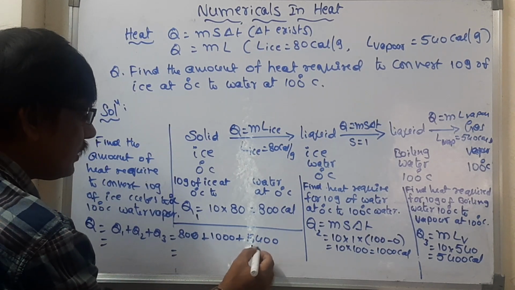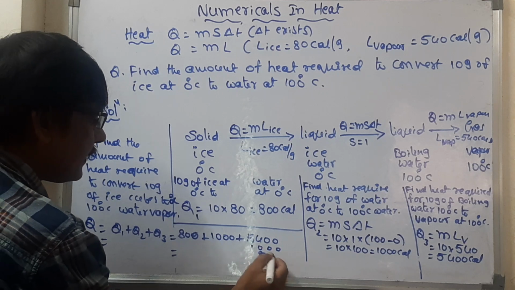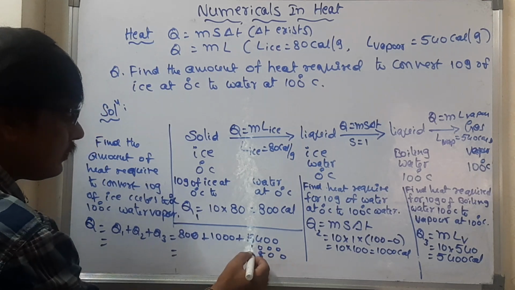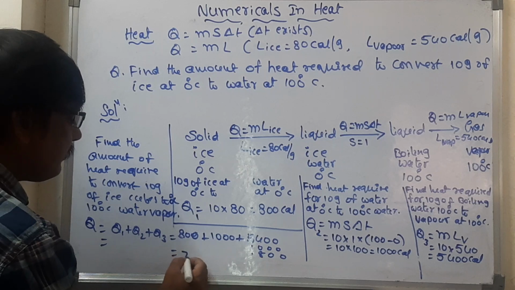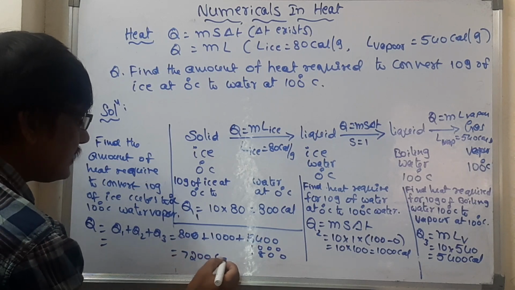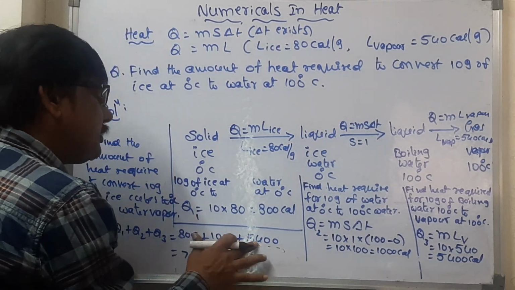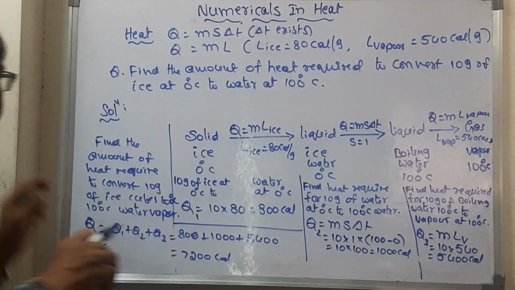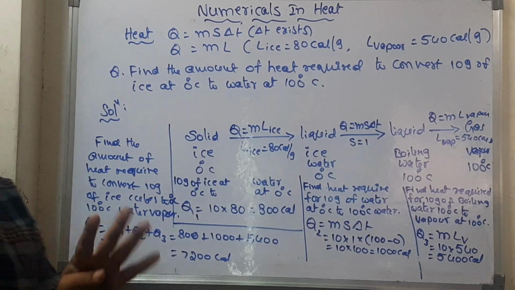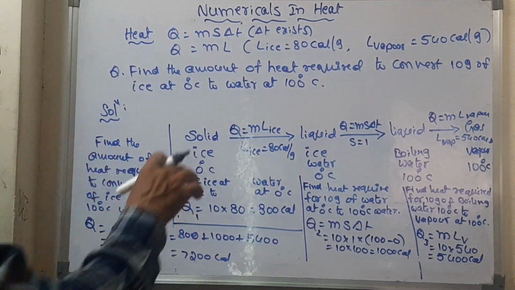So here 1800. So this one will be 7200 calories will come. Okay? 7200 calories. So this is not the actual answer. Okay, no confusion in this one. Now I hope that this one is understood by you. Just now let us see this one.